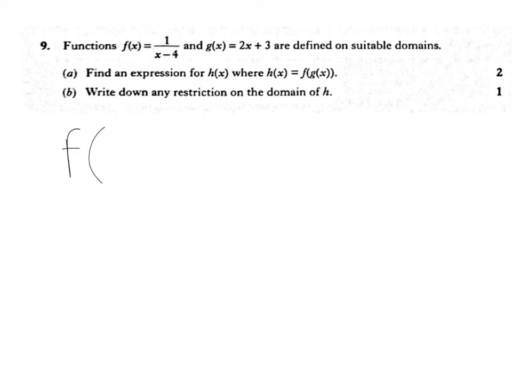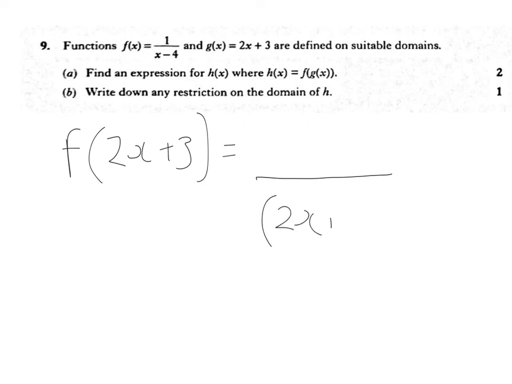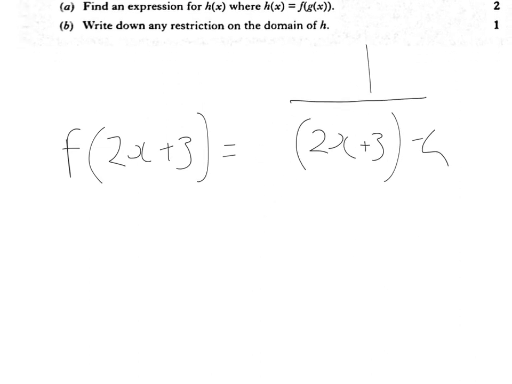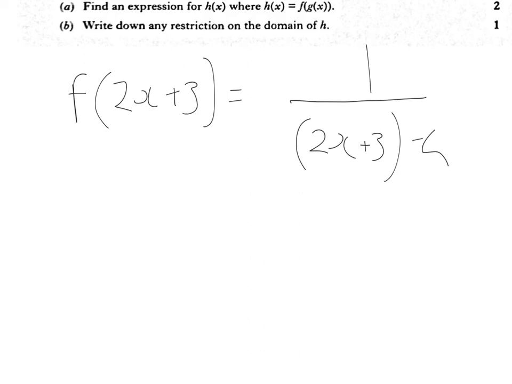So f of g of x is f of 2x plus 3. Now let's have a wee look at the f function. The f function is whatever's in the bracket is on the denominator, take away 4, with 1 up top. So I can definitely simplify that. So 1 over 2x plus 3 minus 4, that will cancel down and just give me 1 over 2x minus 1.